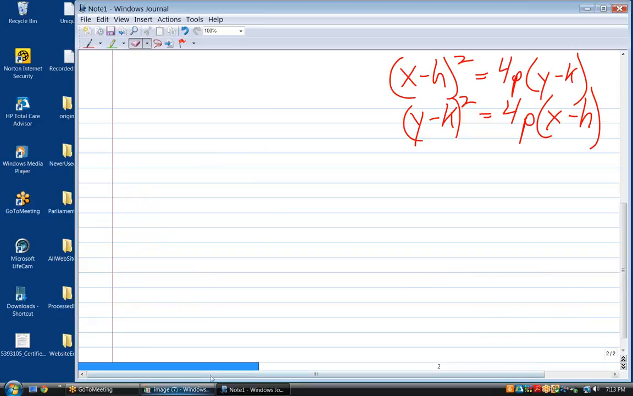What's the second function? Y squared equals minus 8x.